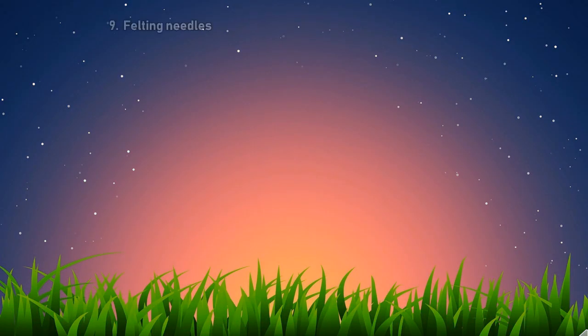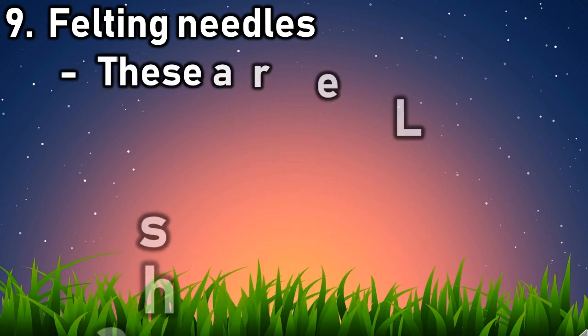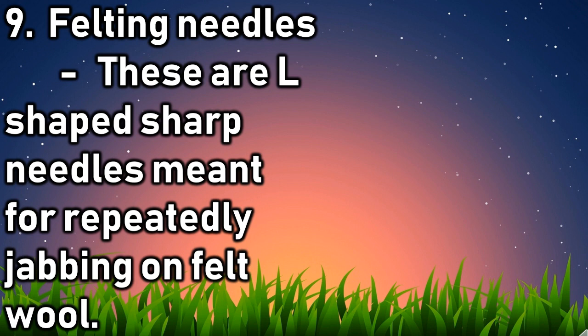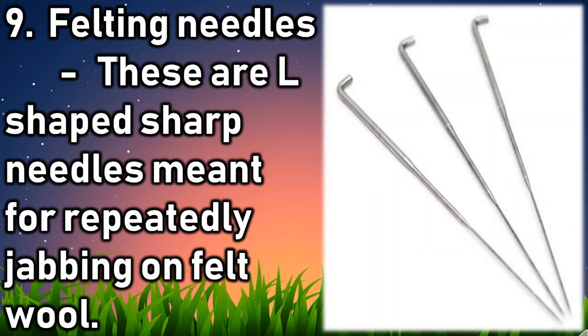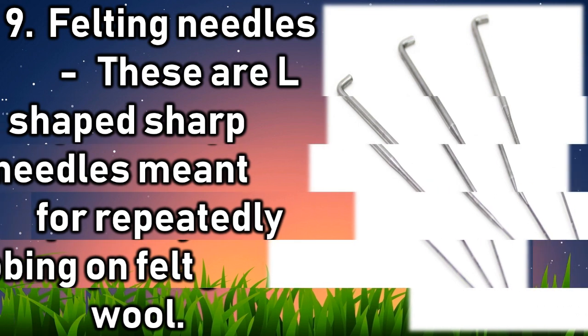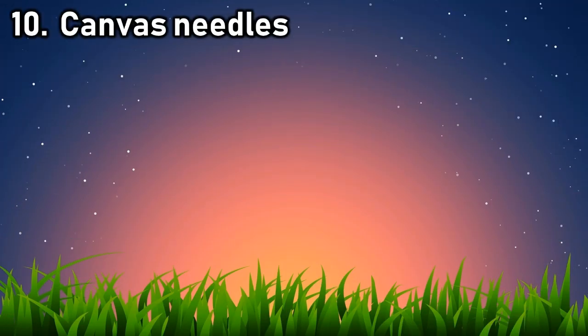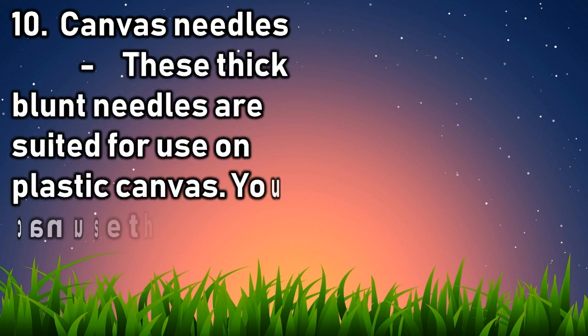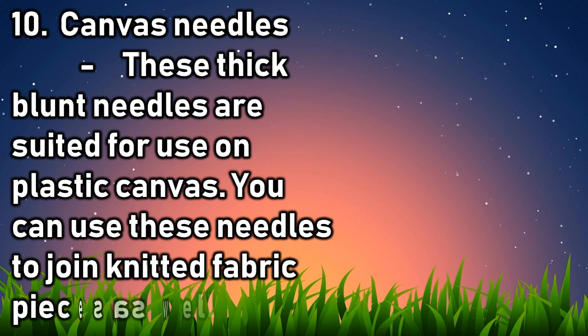Nine. Felting needles. These are L-shaped sharp needles meant for repeatedly jabbing on felt wool. Ten. Canvas needles. These thick blunt needles are suited for use on plastic canvas. You can use these needles to join knitted fabric pieces as well.